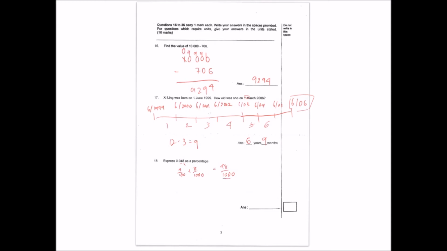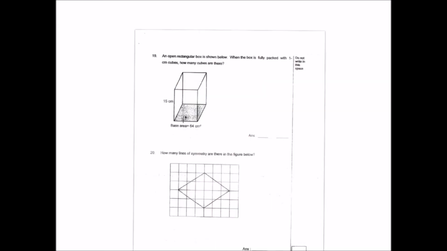So you can see that you have too much. You need to divide by 10 to cancel this 0. So when I divide by 10, it is actually 4.8, giving you the answer 4.8%. Okay, moving on. Question 19.